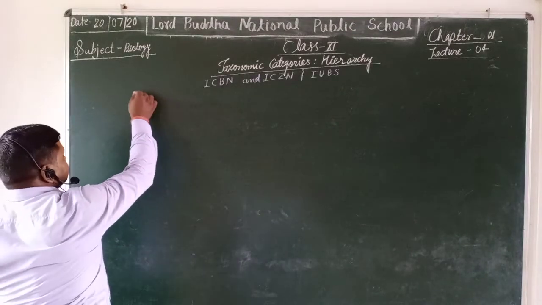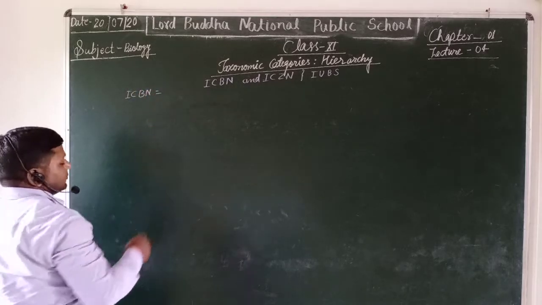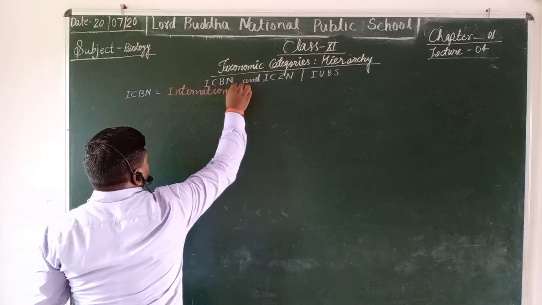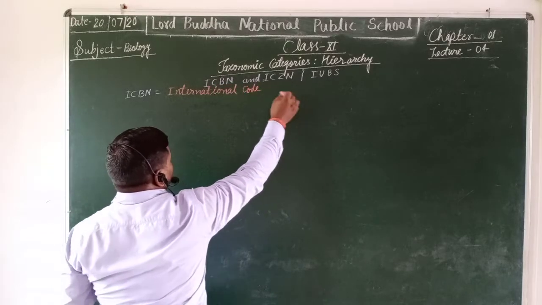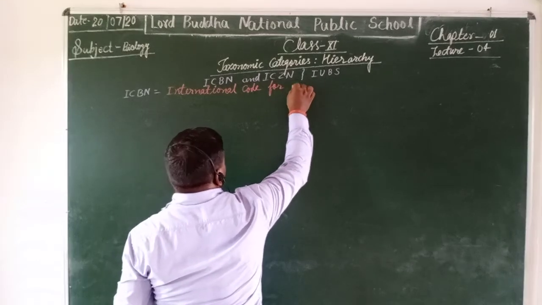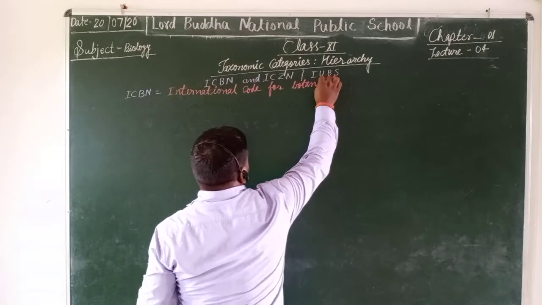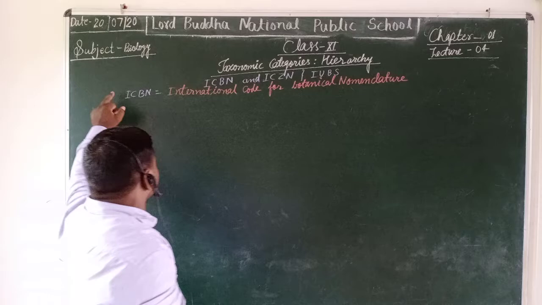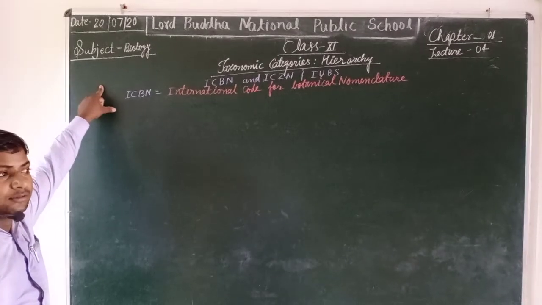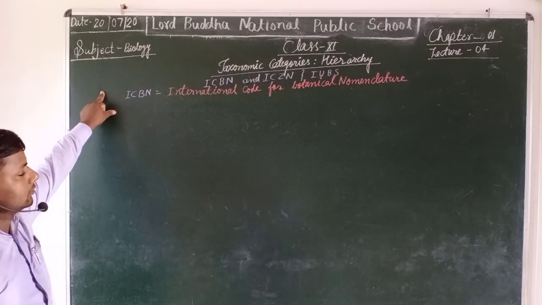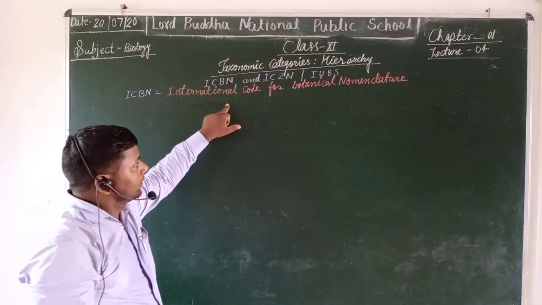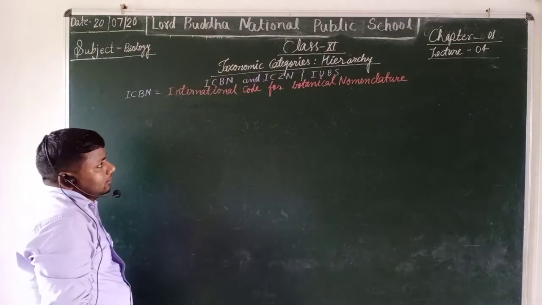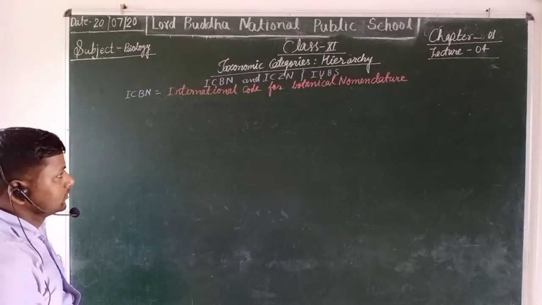The abbreviation ICBN stands for International Code for Botanical Nomenclature. This committee helps with giving the scientific names of plants, as the term botanical is derived from the branch of biology, botany.